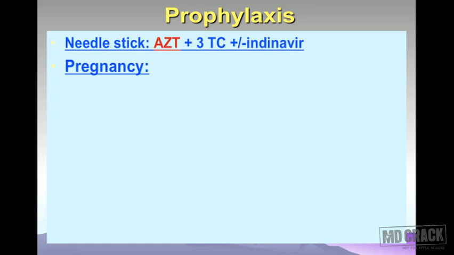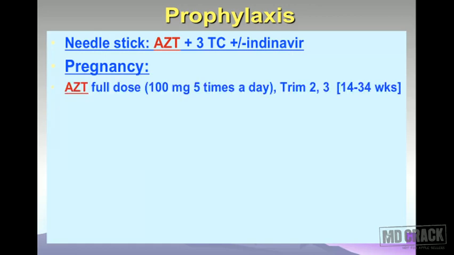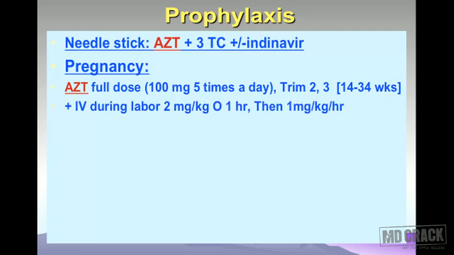Okay. Next, regarding pregnancy. The first way is zidovudine, AZT in full dose. The full dose of AZT will be 100 milligrams 5 times a day. This is given during trimester 2 and 3, that's roughly from 14 to 34 weeks. So give full dose 100 milligrams 5 times a day during the second trimester and third trimester. And during labor, give 2 milligrams per kilogram over a period of 1 hour by intravenous route. And then every hour 1 milligram per kilogram body weight.